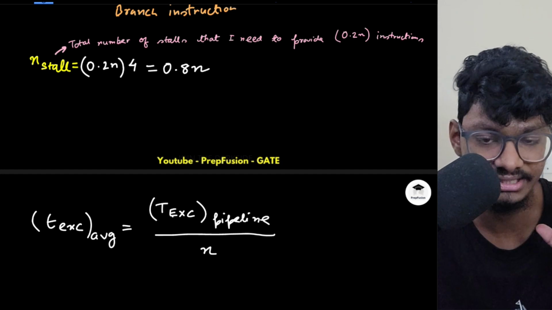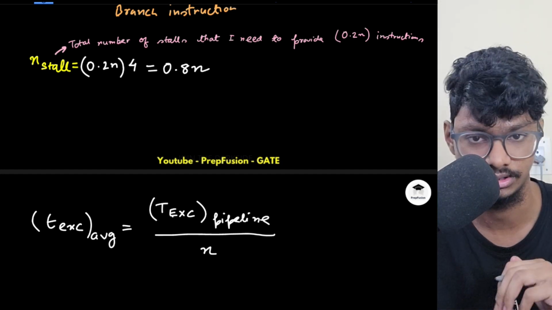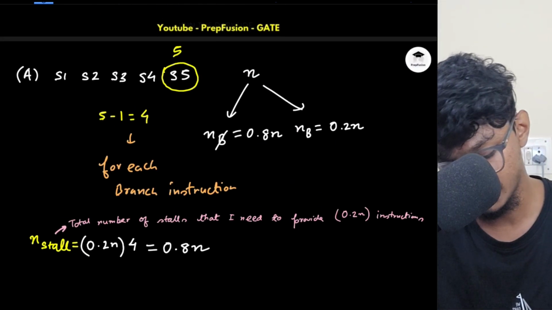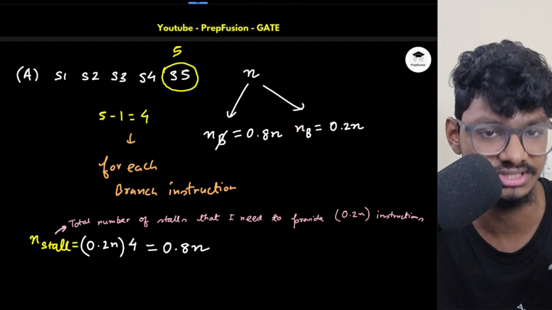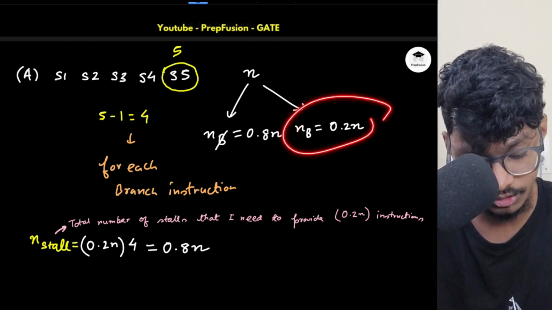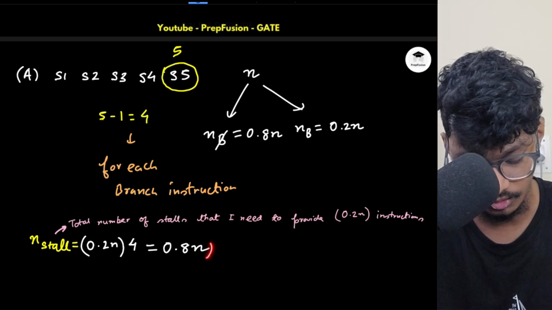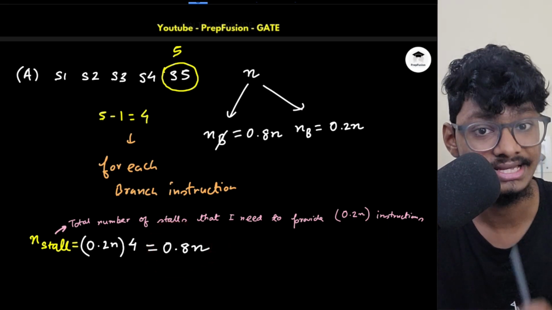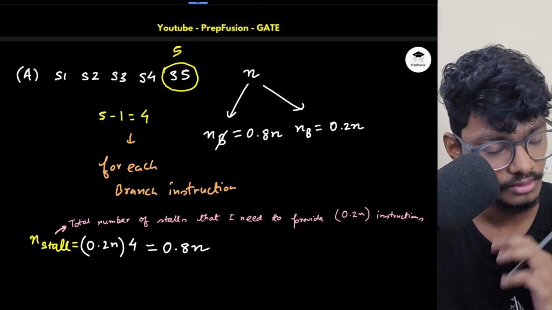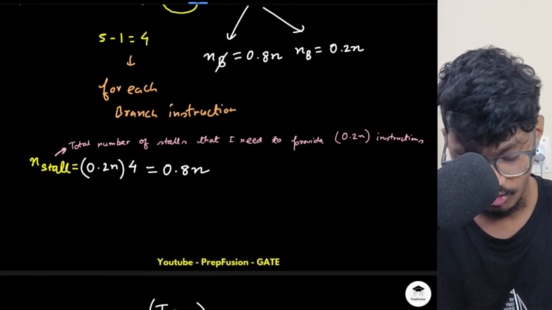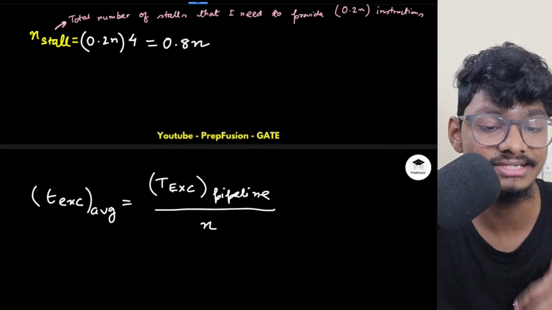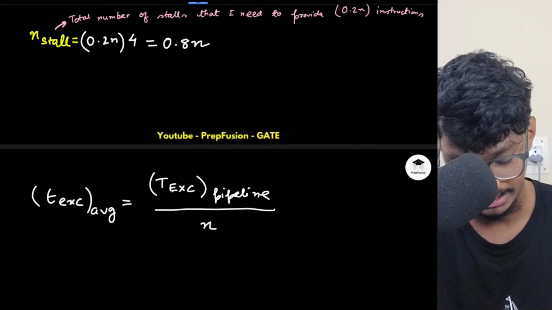Let's just take 100. I have 100 instructions; out of those 100, 20 will be branch type instructions. Those 20 branch instructions will cause 0.8 into n stall cycles, that is 80 stall cycles. So what I need to find out is, of 100 instructions, on average, how much time does each instruction take?